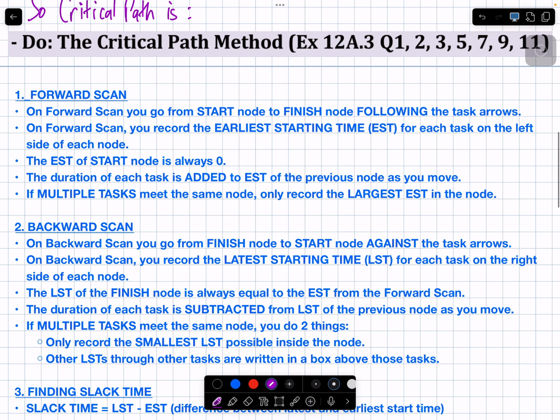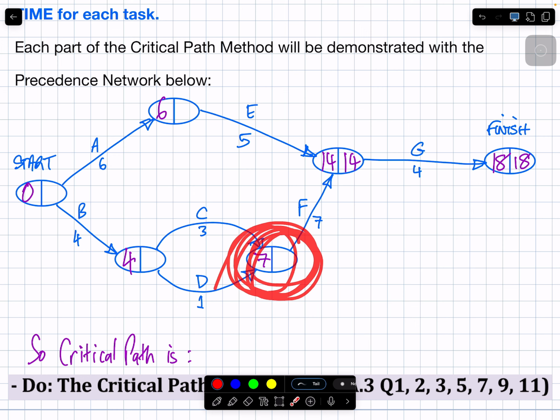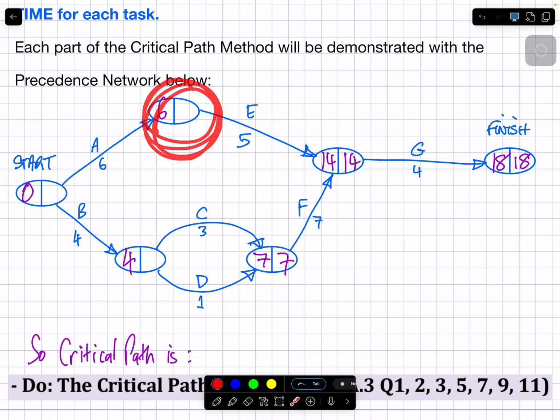The duration of each task is subtracted from the LST of the previous node as you move. Remember forward we added? Going in reverse, we take. 18 minus 4 would be? Good. Is there only one way to get to this node? Yes. 14 minus 7 would be? 7. Is there only one way right now to get to this node? 14 minus 5 would be?